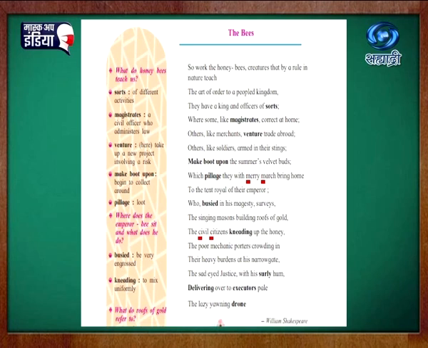Now, let's have a look at an example of onomatopoeia. The line is, the singing masons building roofs of gold. Here, the word singing indicates sound, which is why it is an example of onomatopoeia. Children, I hope that you got all the answers correct.